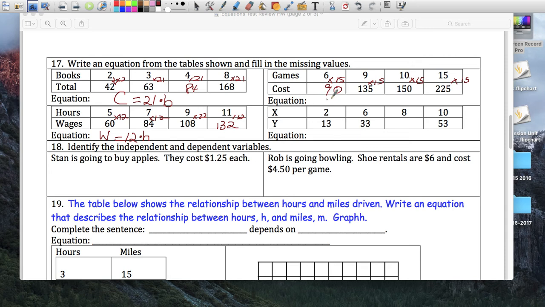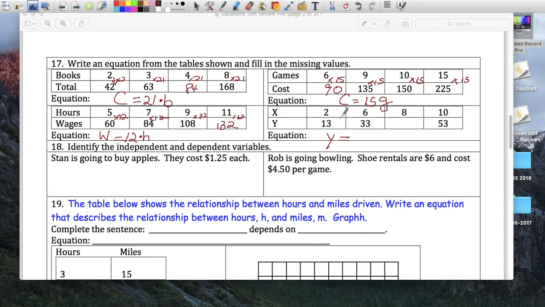Did I make a mistake here? How about times 5 plus 3? Oh, thank you. All right, I think I got it. I think it's times 5 plus 3. So every x is going to be multiplied times 5, and then you're going to add 3. Let's see if that works. 2 times 5 is 10 plus 3, 13. Good. 6 times 5 is 30 plus 3, 33. Good. 10 times 5 is 50 plus 3, 53. So that's the rule. 8 times 5 is 40 plus 3, 43.